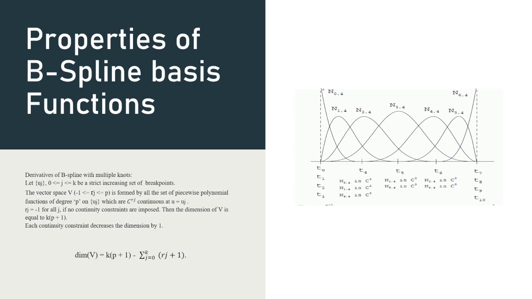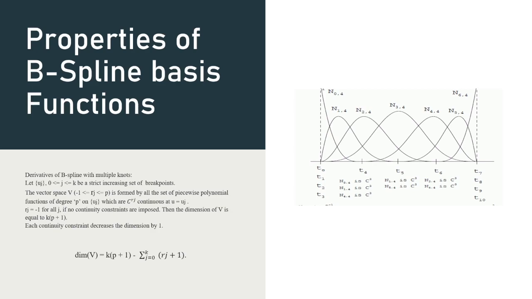Properties of B-spline basis functions. Derivatives of B-spline with multiple knots. Let u_j, 0 less than or equal to j less than or equal to k, be a strictly increasing set of base points. The vector space V, where r_j lies between -1 and p, is formed by all the piecewise polynomial functions of degree p on u_j which are C to the power of r_j continuous at u equal to u_j.